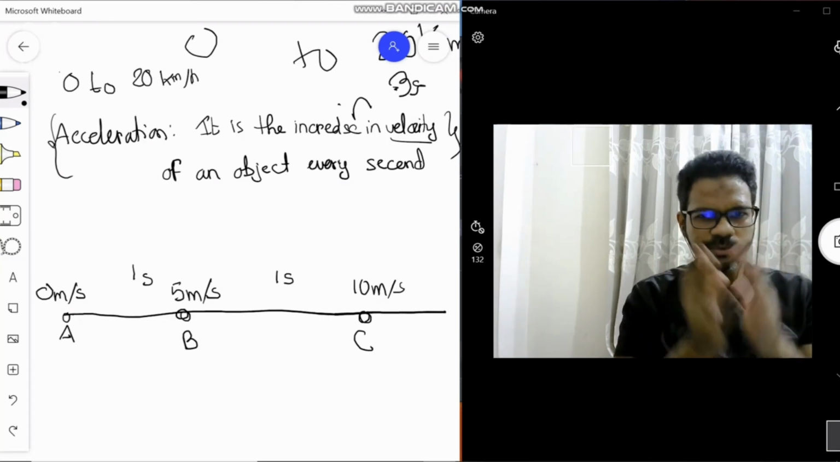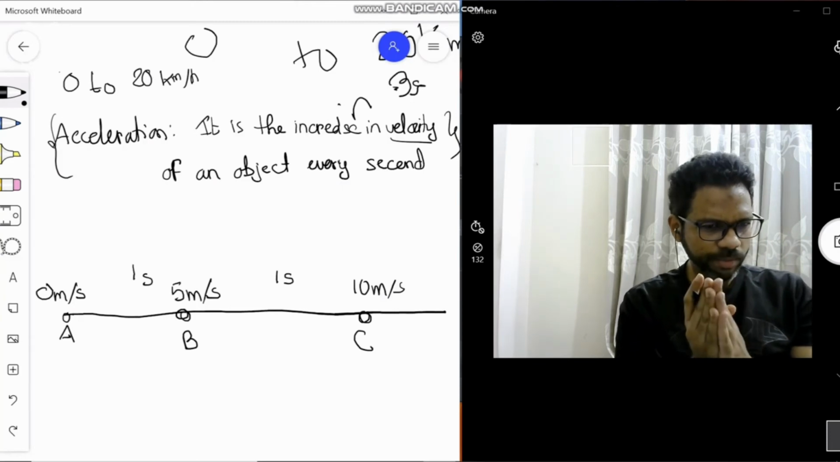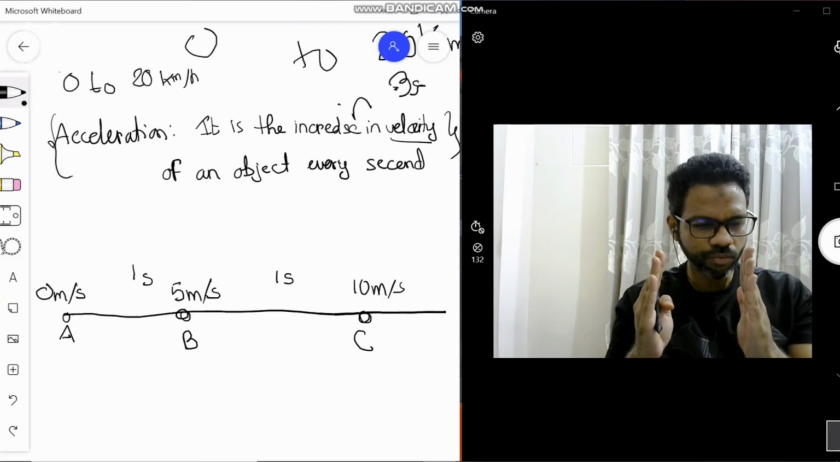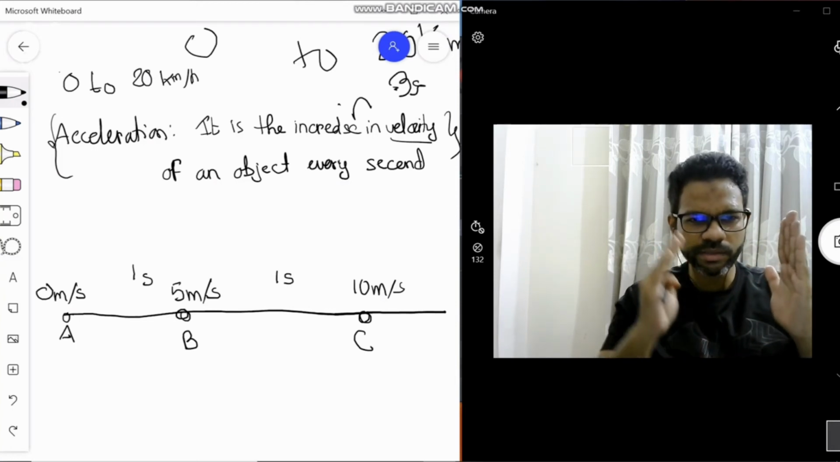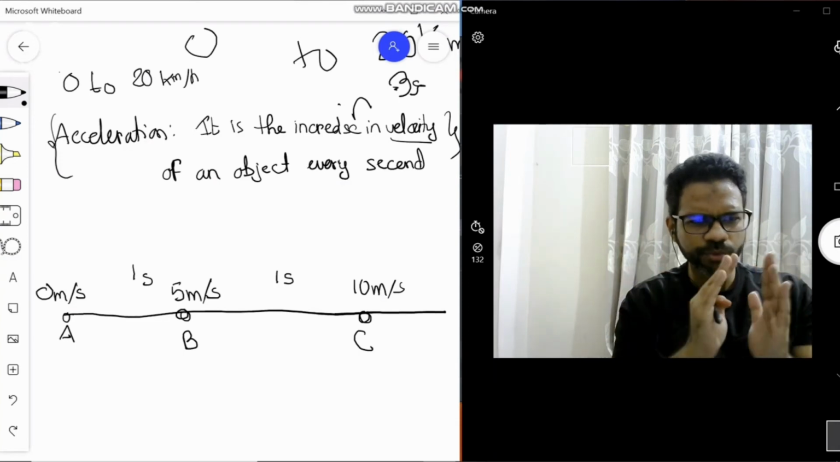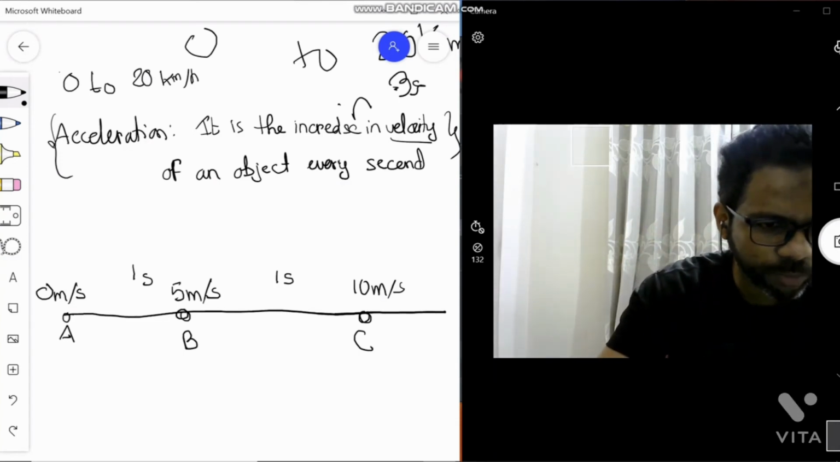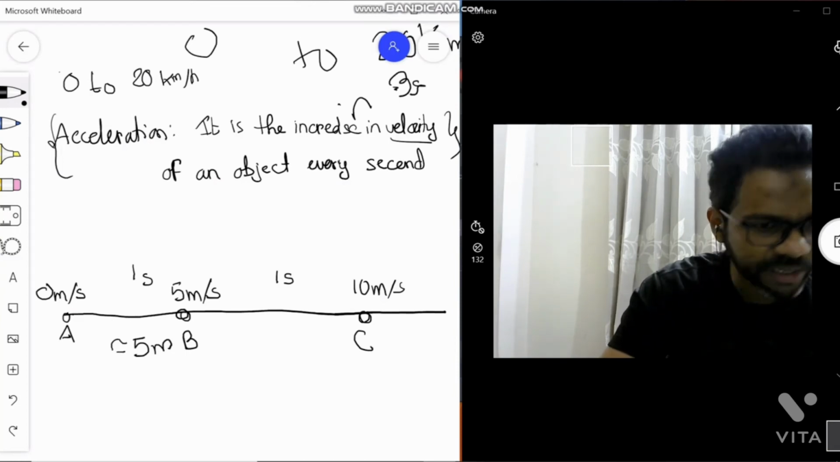So from an observer's point of view, what are you seeing? That from A to B, in the first 1 second, it traveled a smaller distance. Why? Because the velocity was less. It started from 0, it reached up to 5. So, just as an approximation, we can say that the object has traveled around 5 meters here. That's just an approximate value, because it cannot be exact.